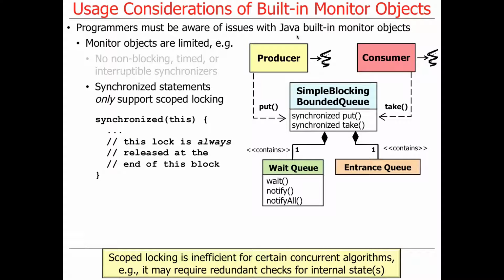Another tricky issue is that synchronized statements, which are a piece of what a built-in monitor object does, have to support scoped locking. So when you come into a synchronized statement or synchronized block, the lock will be acquired, and when you leave that block, the lock is released. Now, at first glance, that may not seem like a big deal, but it turns out that for certain algorithms, this will end up complicating the implementation and potentially making it a bit more inefficient.